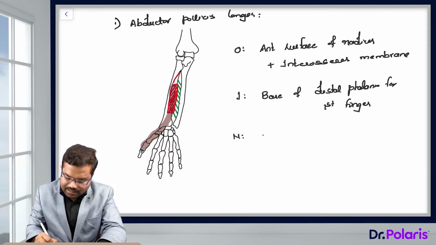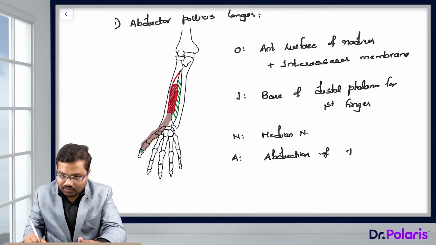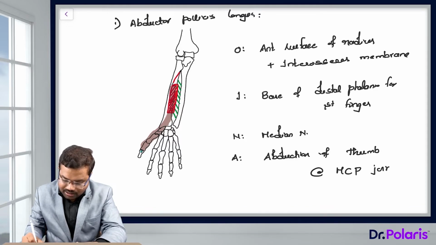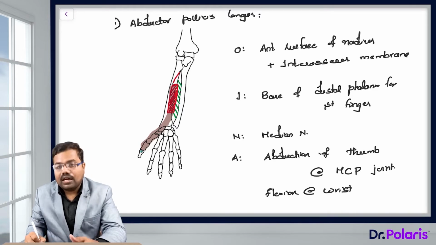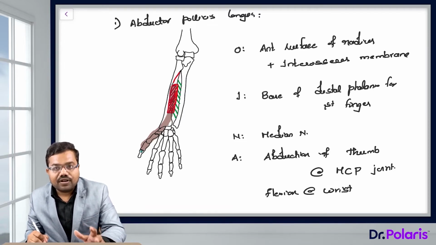And the nerve supply is again by the median nerve. And the action is that it causes abduction of the first finger, or the thumb we can say, at the level of the metacarpophalangeal joint. That's the major function, and even it causes flexion at the level of the wrist joint as it is crossing the wrist joint on the anterior side. That's about abductor pollicis longus, the first deep muscle in the anterior compartment.